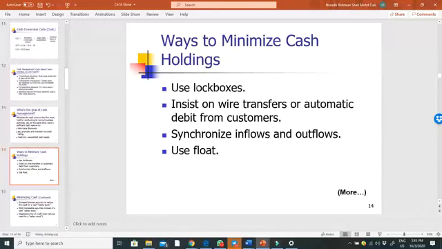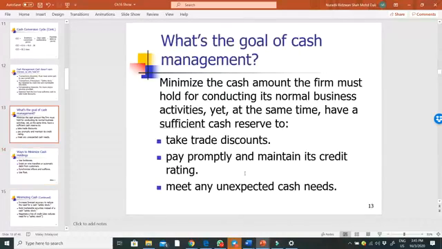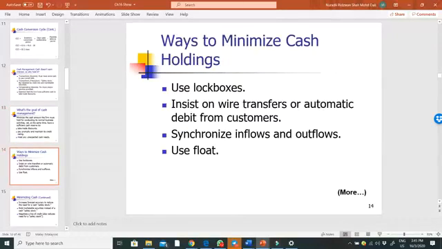So ways to minimize cash holding: use lockboxes, insist on wire transfer or automatic debit from customer, synchronize inflows and outflows, and use float. Okay, this is actually where you maintain the cash on hand. So how to minimize? Use lockboxes. This is also not preferable.